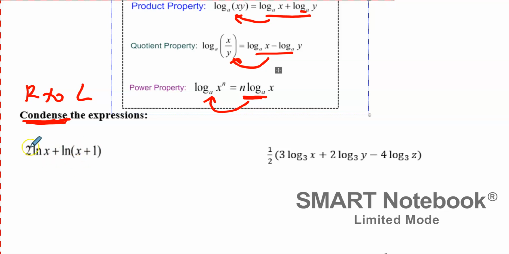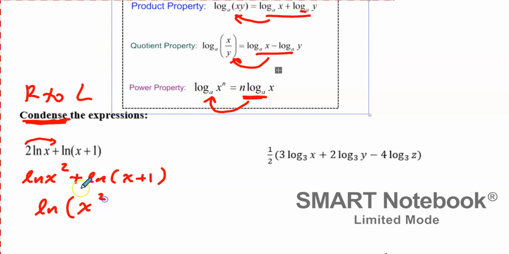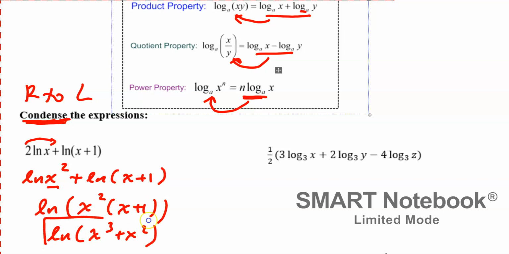So if we take a look at this first example, that 2 is going to go back up as an exponent. So we'd have log base x squared plus ln of x plus 1. Now if I have 2 separate ln's being added, that is the same as the ln or log of the arguments being multiplied. So I'm going to make this into 1 single log, and I'm going to multiply the arguments, x squared times x plus 1. So you could leave this as your final answer, but I think I personally would prefer x cubed plus x squared if you distribute that in. So this would be my single log answer. I condensed it down from 2 logs to 1.